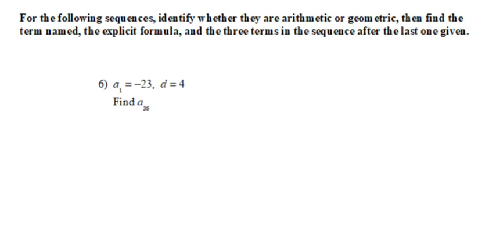Here you are at number 6. This is the last one in this section. And again, we're going to determine what kind of sequence it is. Well, the problem has told us that there's a common difference. It told us the first term and that there's a common difference. That's what that D means. And so that tells us right away that it's arithmetic.